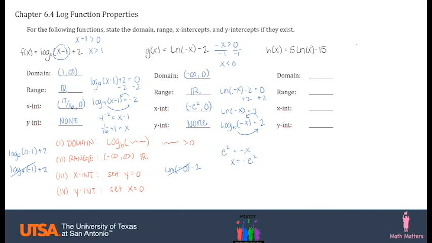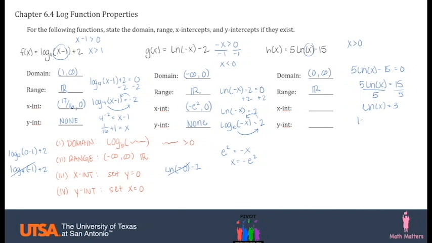And then the last one, h of x, is 5 times ln of x, minus 15. We can find the domain by setting the inside greater than 0, and we don't have to solve this time. It's simply 0 to infinity. Range is the same. And then for the x-intercept, we'll set this equal to 0. Then we get 5 ln of x equals 15. Let's divide by 5. So ln of x equals 3.